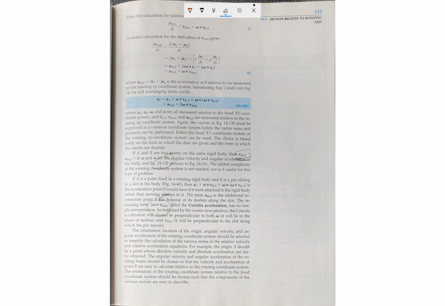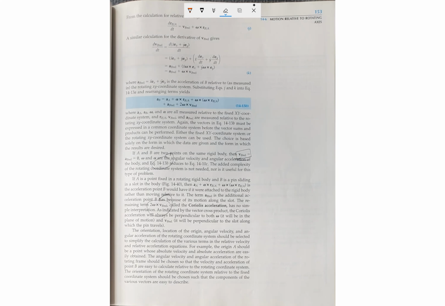So at this point, I basically ask for you to understand the math, watch it in action, and use the example problems to try and get what is going on with that term through practical experience through the problems, okay? And then we have the acceleration of B relative. Alpha is not a rotation, it's a linear acceleration. So the term A B relative is the additional acceleration point B has because of its motion along the slot.